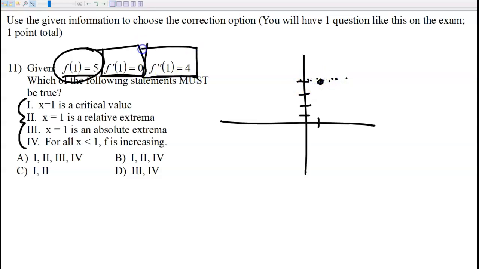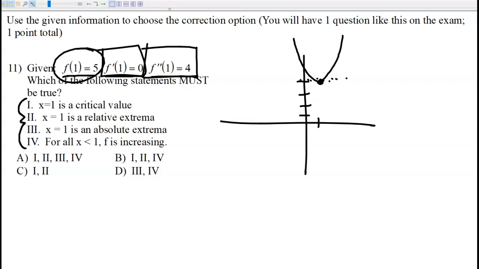And here I see that my second derivative is 4. Now I don't care about the number. What matters is that it's a positive number, which means my second derivative is positive. And when your second derivative is positive and your slope is 0, you have a relative minimum there. So my graph would look something like that. Now there could be more to the graph, but that's all that I know, what I have right there.